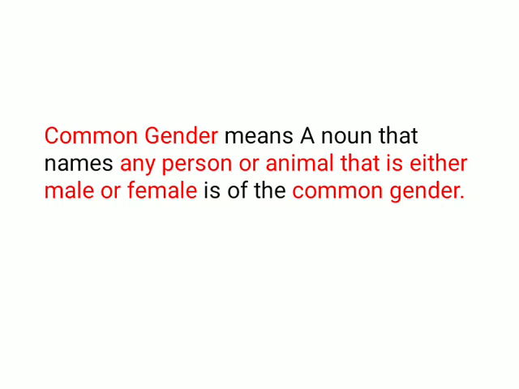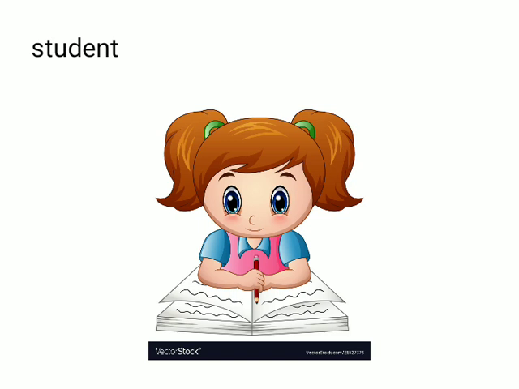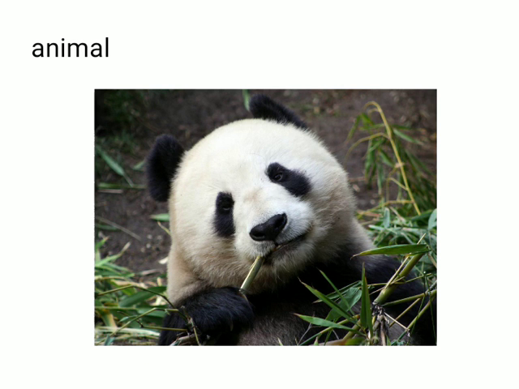For example, baby. It refers to any person either male or female. Next, student. Again, it refers to any person either male or female. Next, animal. Again, it refers to any animal either male or female. Okay, students? Now see the next one.